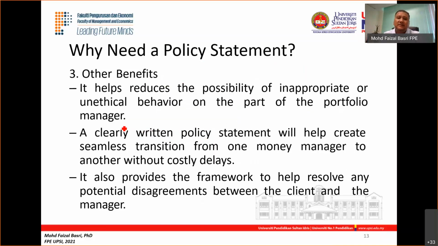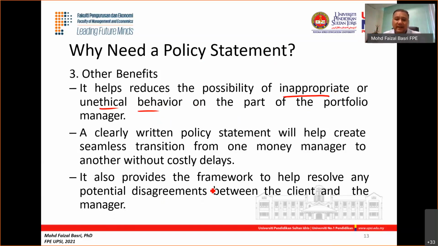And other benefits of policy statement, among others, I tak nak cerita semua. They can reduce the possibility of inappropriate ni. Kalau kita nampak tadi semua based on disagreement kan. Tapi sometimes when we have this policy statement, this will ensure that the portfolio manager will do their works properly. Dia tak akan mismanage our money. Dia akan elakkan all those unethical behavior. Okay. Maksudnya dia nak siphon our money ke, dia nak, you know, misappropriate the funds for something else ke. Okay, so that's one thing. Sebab dia dah specify everything kat situ.